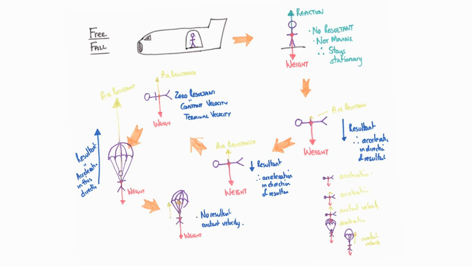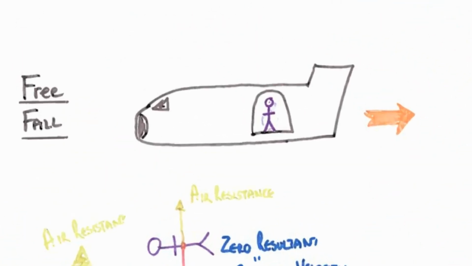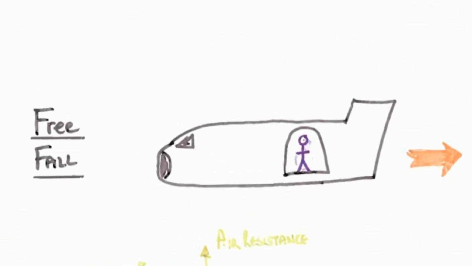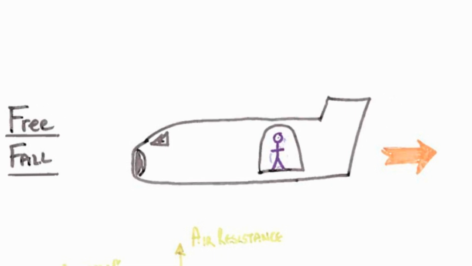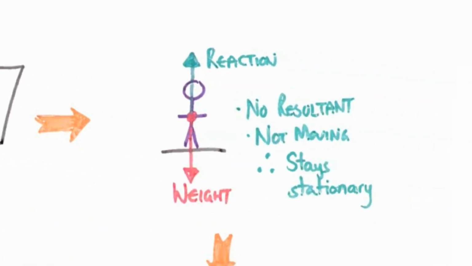Okay, freefall. This is a very, very common problem they have in exams. So let's imagine we've got a guy or a woman standing in a plane there. Let's have a look at the forces acting on them as he stands in the doorway. So the weight pulls the person down and the floor pushes back up, and that's the reaction.